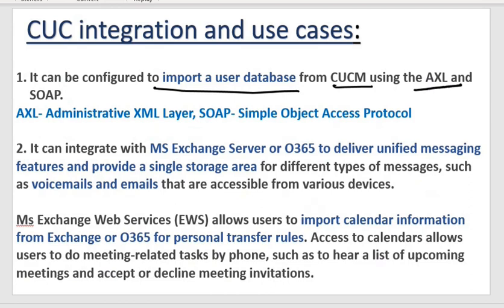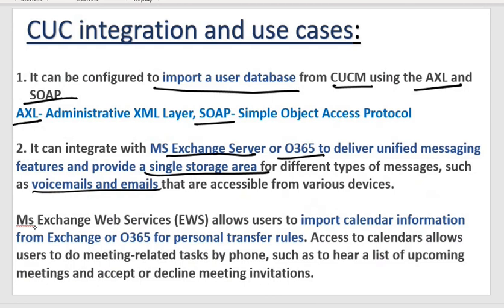To do that, the protocols used are AXL and SOAP. AXL is Administrative XML Layer and SOAP is Simple Object Access Protocol. These are the two protocols used for integration between CUC, Unity Connection, and CUCM, your Communication Manager. Then it can be integrated with Microsoft Exchange Server or Office 365. The purpose is to deliver the unified messaging feature, providing a single storage area for different types of messages, for example voicemails and emails, that we can access from different devices.